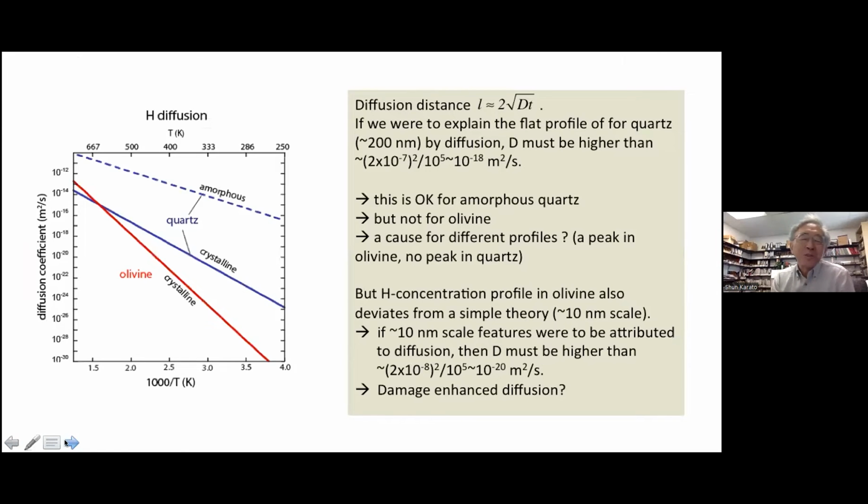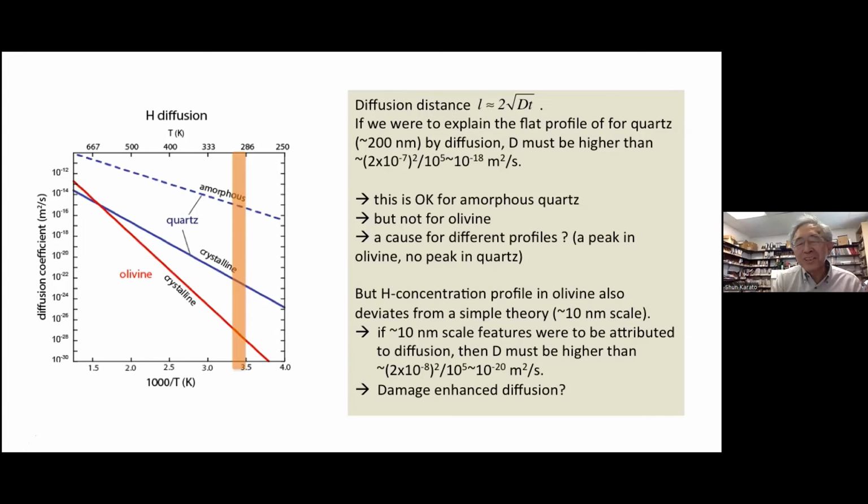So when you want to invoke diffusion to explain some features, we need to know the diffusion coefficients. This summarizes the known diffusion coefficients of hydrogen in quartz and olivine. For crystalline quartz, this is hydrogen diffusion. And for amorphous quartz, it's much higher than the crystalline quartz. Crystalline olivine is this one, but for amorphous, I don't think we have it yet. I think Philo is working on this, and it would be nice to have it. And when you look at the temperature in our experiments, room temperature, we are looking at over here.